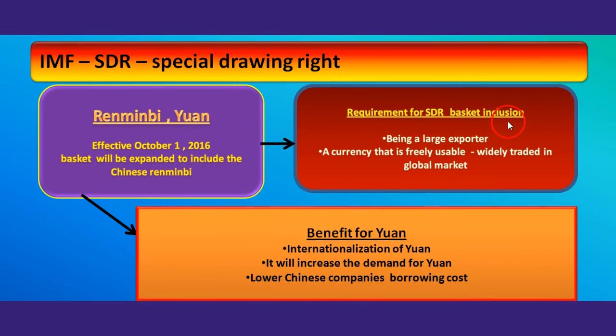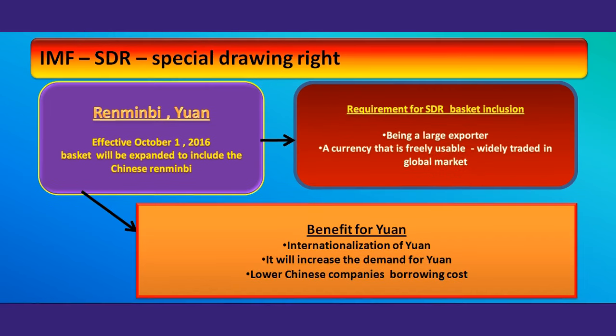Requirements for SDR basket inclusion: being a large exporter, and a currency that is freely usable, that means widely traded in the global market. Inclusion in the SDR basket can give some benefits for the Chinese currency. These are some benefits for the Yuan as an SDR currency: internationalization of the Yuan, it will increase the demand for the Yuan, and it will lower Chinese companies' borrowing costs.